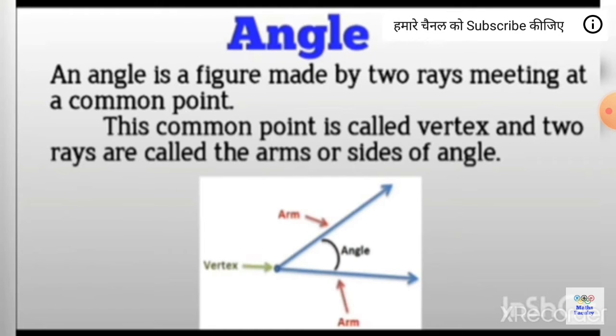The short definition is: an angle is a figure made by two rays meeting at a common point. It is called an angle. It is very easy. So today we learn about angles and their various types. Okay, so you can view it properly.